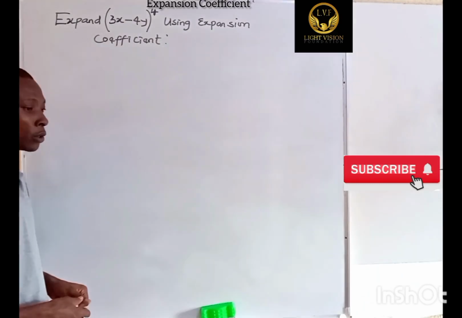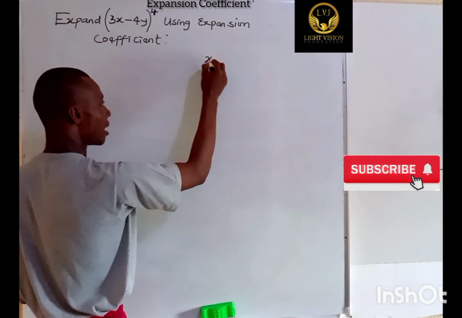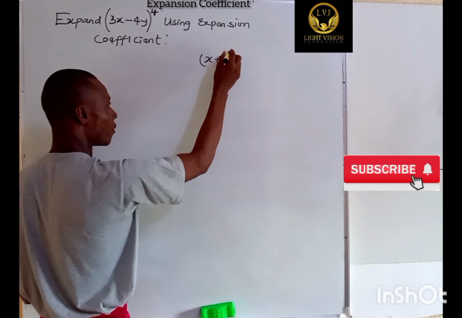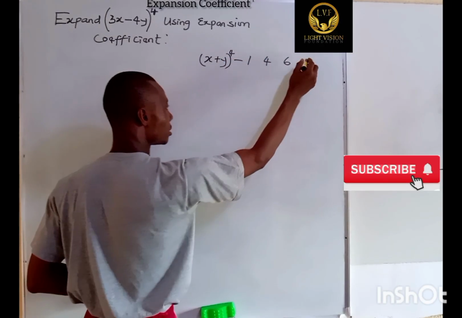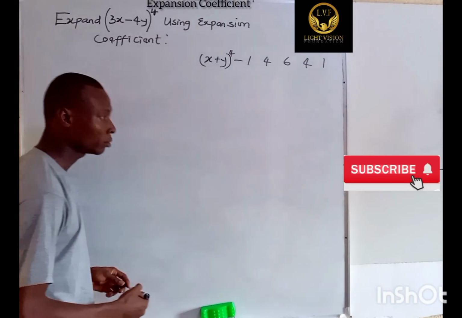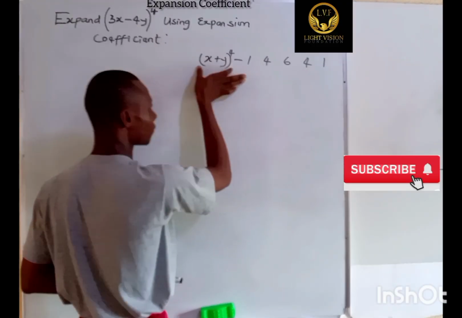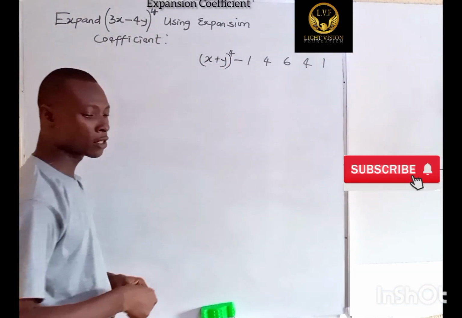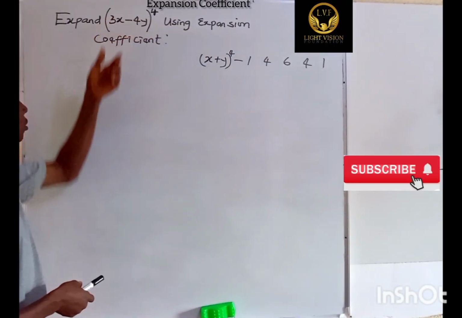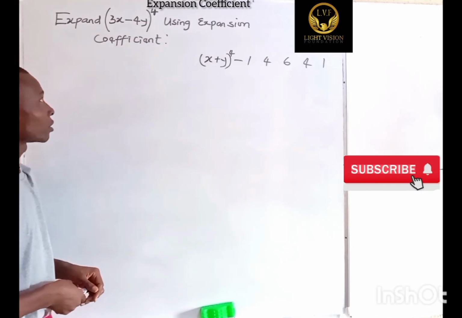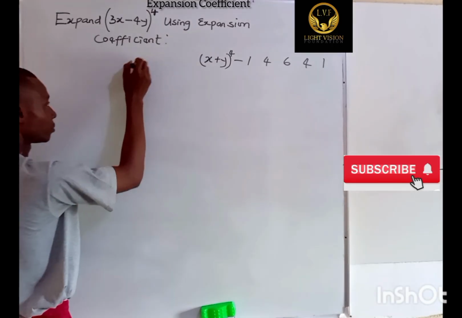Recall from the last video we said that for (x + y) raised to the power of 4, the coefficients are 1, 4, 6, 4, 1. So this was the coefficient of each of the terms when we expand (x + y)^4. We use this in the expansion of (3x − 4y)^4. Let's get started. Solution.